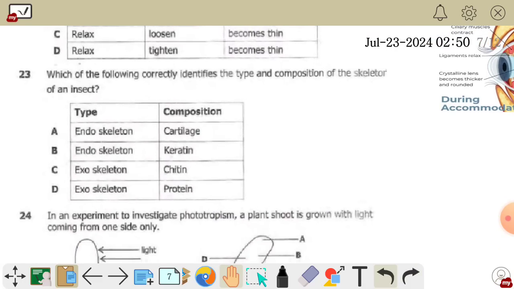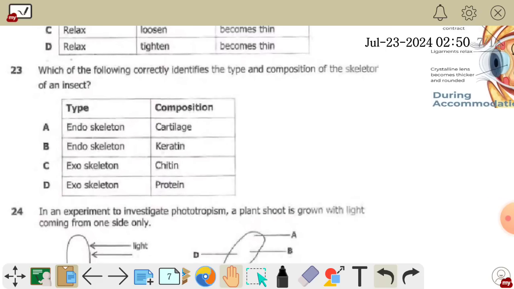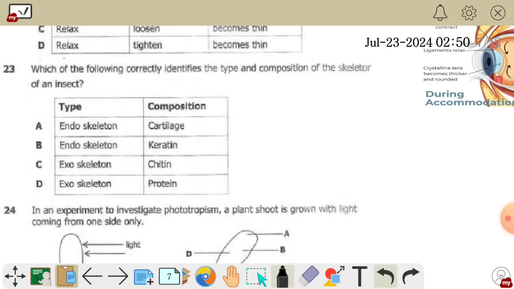Question 23. Which of the following correctly identifies the type and composition of the skeleton of an insect? So in an insect, we have what we call an exoskeleton, and the composition is chitin. The correct answer here is C.